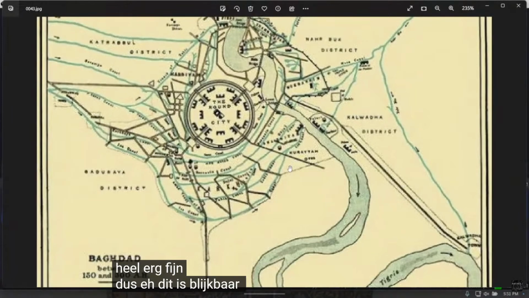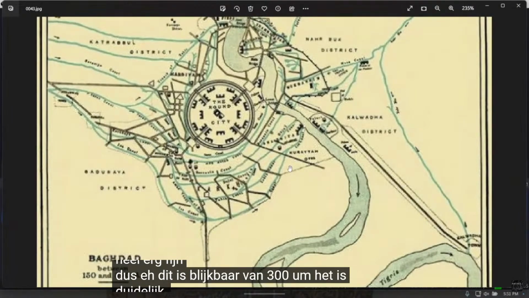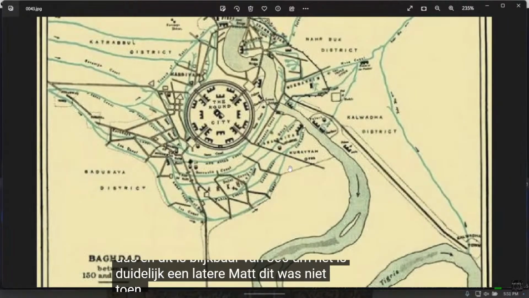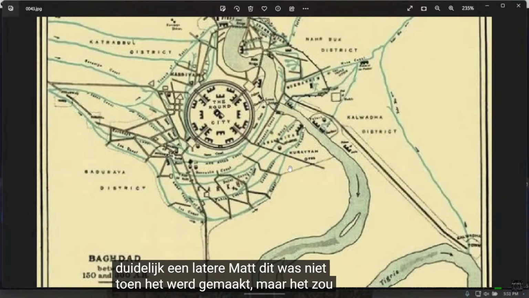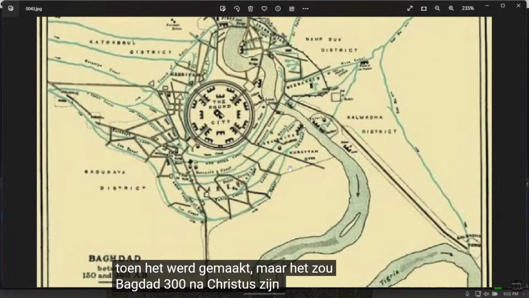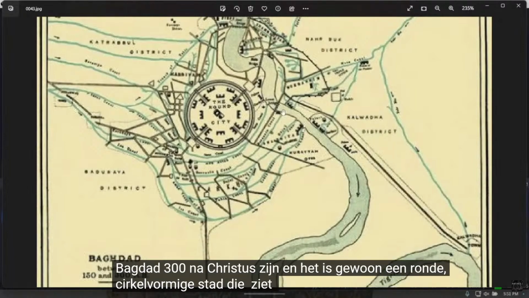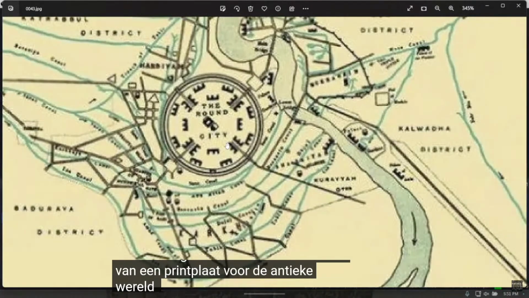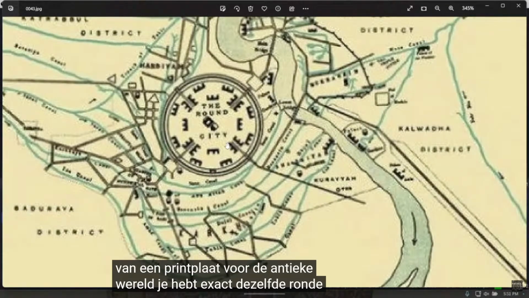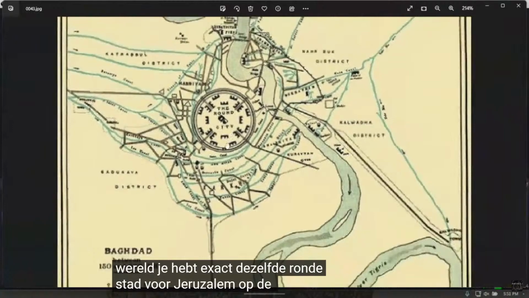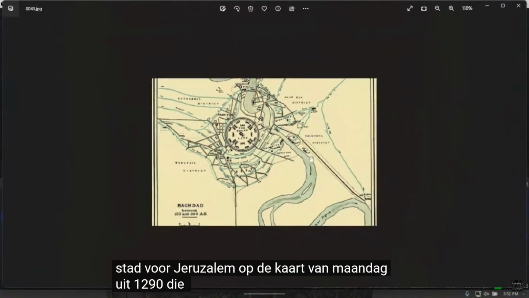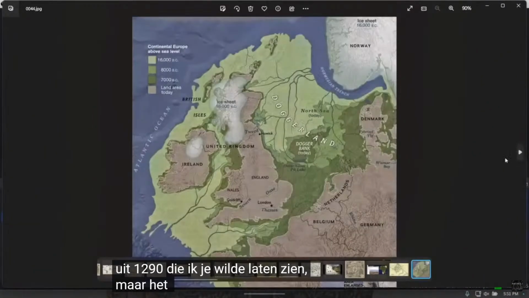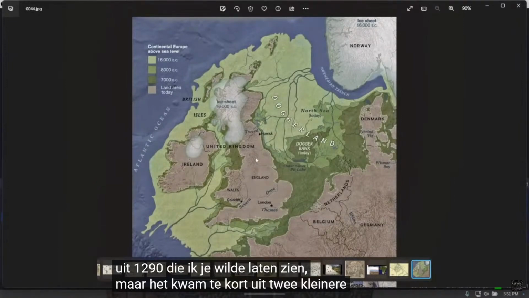So this is apparently from 300. It's a later map, obviously. This wasn't when it was made, but it's supposed to be Baghdad 300 AD, and it's just a round circular city which looks like something from a circuit board. For the ancient world, you got the exact same circular city for Jerusalem on the map from 1290, which I was going to show you, but it came out too small an image.